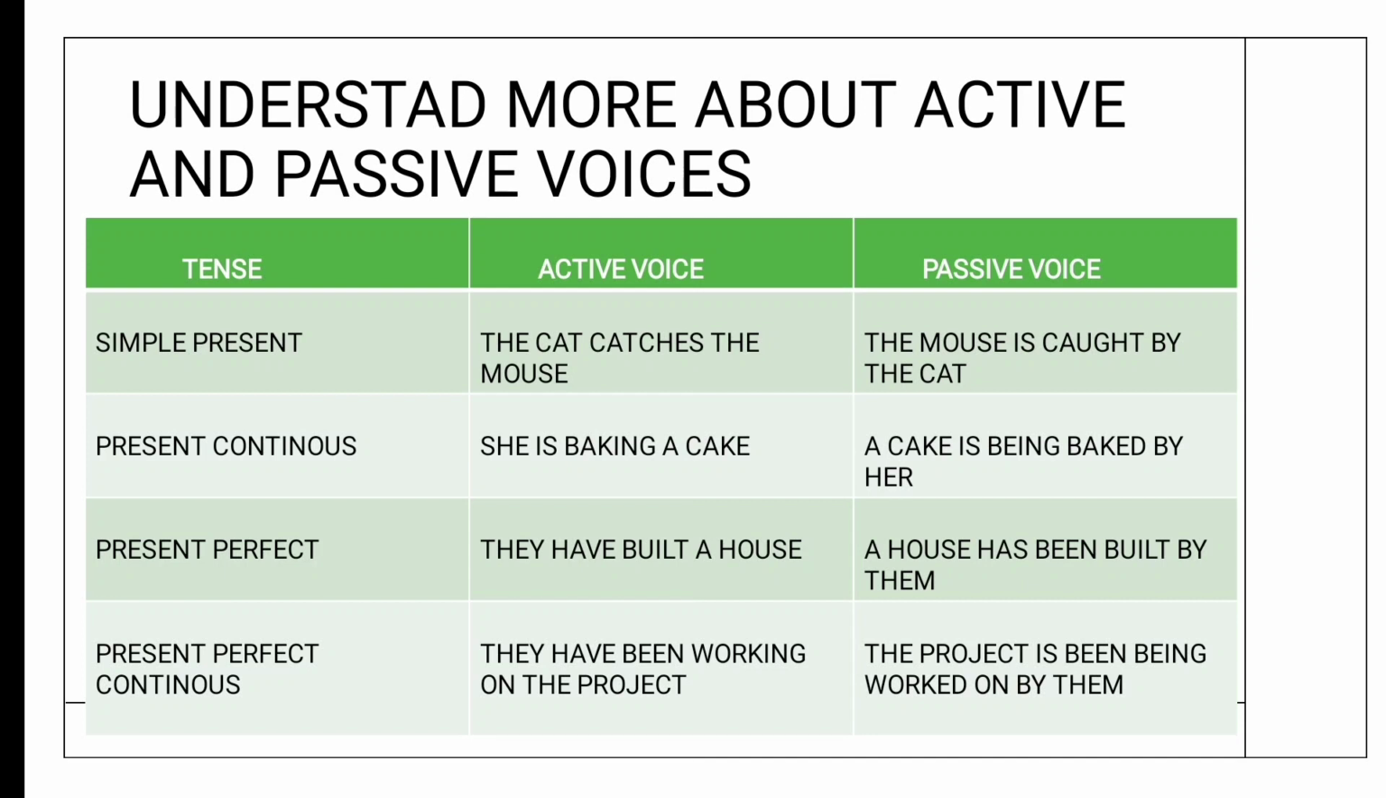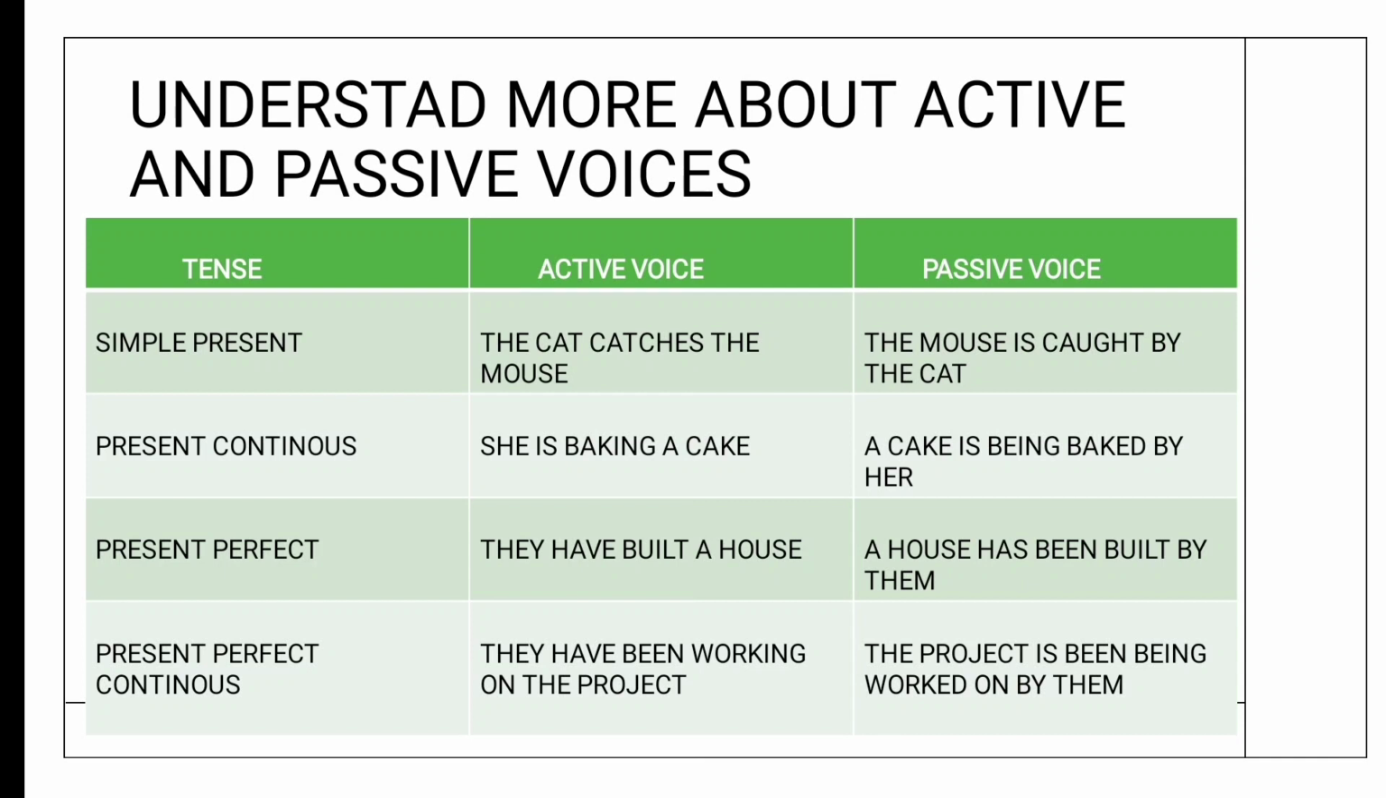The project, which is the object in the active voice, will convert into the subject in the passive voice. The project here. In the present perfect continuous, we need to add has been or have been, right? So in the active voice, we have been. So why are we using has been here? Because the project is singular. But in the active voice, we get have been. Why? Because they is plural, right? So here the project is singular, that's why we're adding has been.